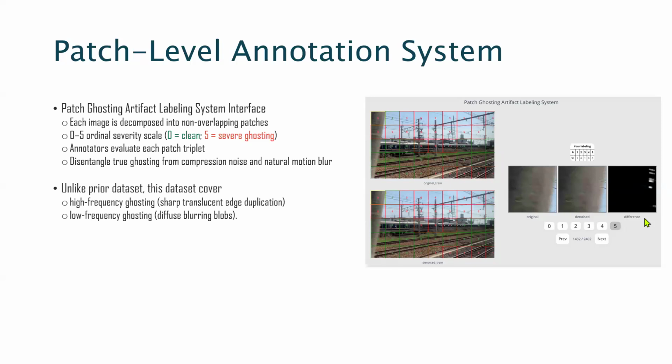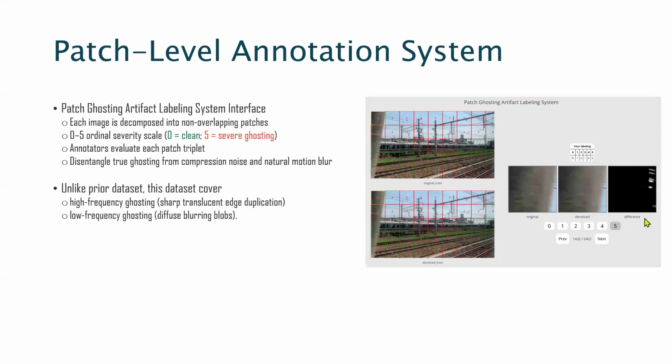So the difference between the original and the denoised or final output image highlights those differences, how far it is, how much error it has, so that a person who is annotating can have a better understanding of how much information has been disrupted from the original to the denoised part. And this disentangles true ghosting from the compression noise and the motion blur that happens during that sort of image processing. Why?